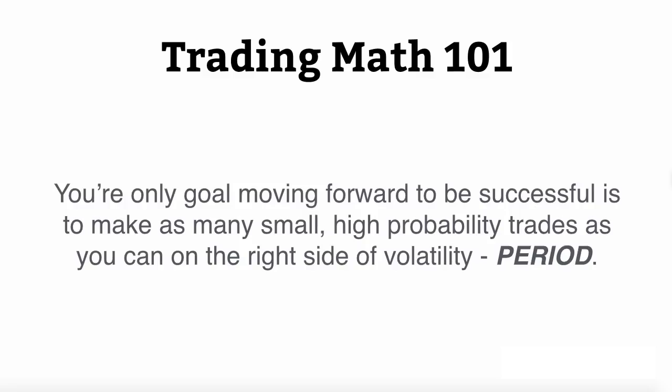So with all of this said and kind of wrapping up here, your only goal moving forward to be successful in trading options is to make as many small, high probability trades as you can on the right side of volatility. Period. End of story. That is the ultimate goal with trading, is to make as many very small positions. You don't take on too much risk. High probability trades like we just showed you that have a high likelihood or chance of success on the right side of volatility. Just understanding if implied volatility is low or relatively high so that you know if the market can expand in price or can contract in price.